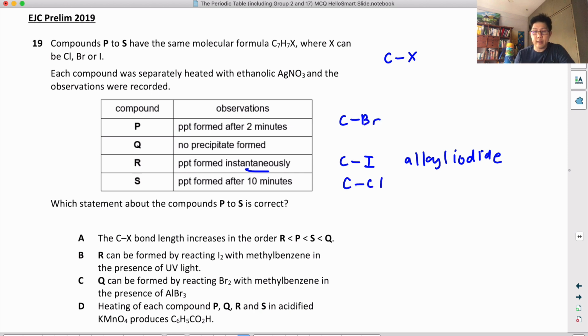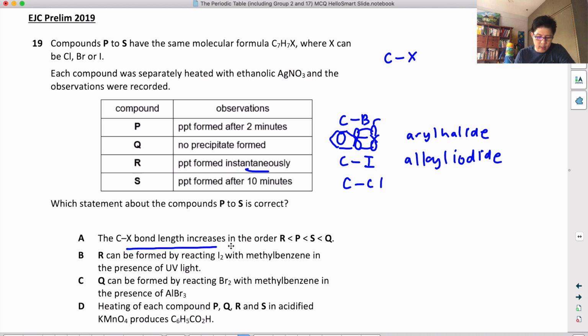But no precipitate forms for the aryl halide. This one has a benzene ring attached to the halogen, and the C-X bond has partial double bond character, so the C-X bond is not broken easily.